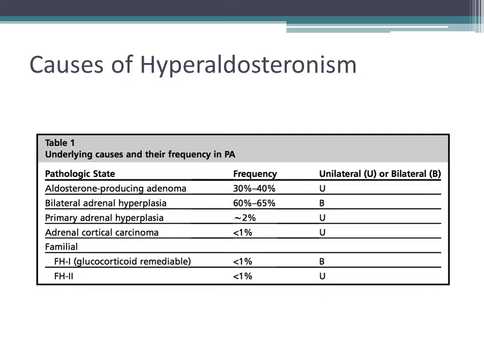Now, remember that we're talking about primary hyperaldosteronism, because secondary hyperaldosteronism is an appropriate response in the body. For example, to hypovolemia. If you have somebody who has hypovolemia, the normal response is to produce a lot of aldosterone in order to raise the blood pressure. So that's what we call appropriate or secondary hyperaldosteronism. What we are concerned about in this lecture is primary hyperaldosteronism, which is due to a tumor or hyperplasia.